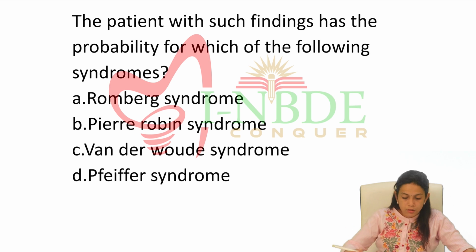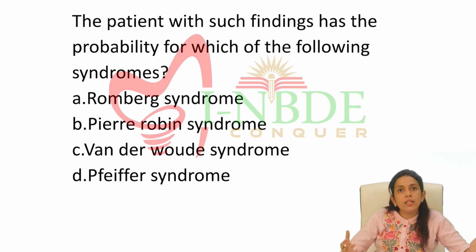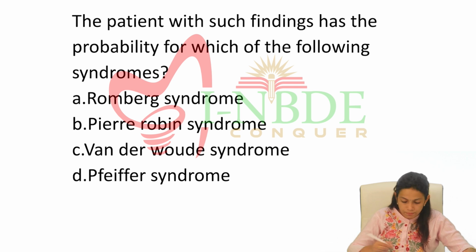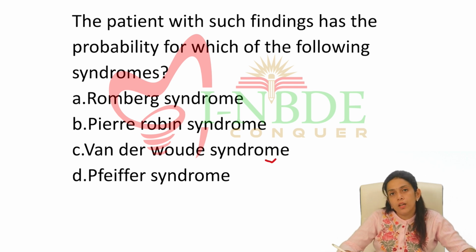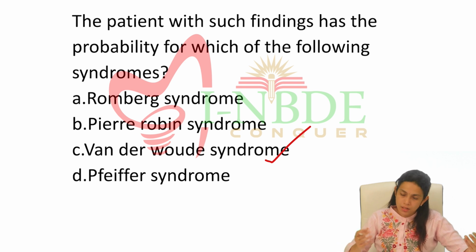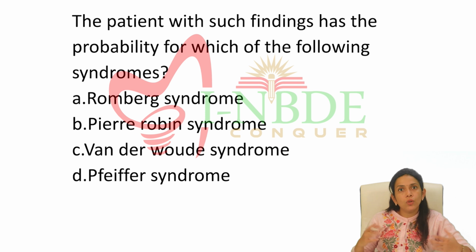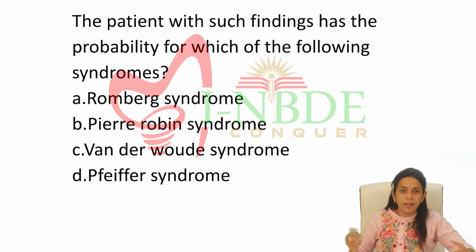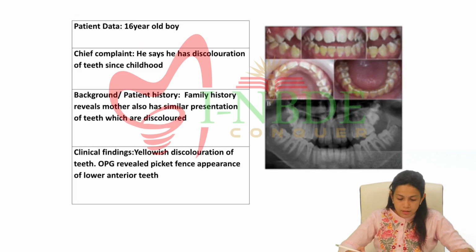So what is the syndrome that you can think of? What is a syndrome associated with the lip pits? Van der Woude syndrome. Okay, so the syndrome which is associated with the lip pits, the pits seen in the lower lip especially, is nothing but Van der Woude syndrome. That's all. I think you are getting more adapted and you are able to think now, right? So next is a 16-year-old boy.